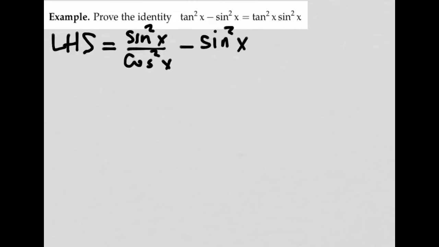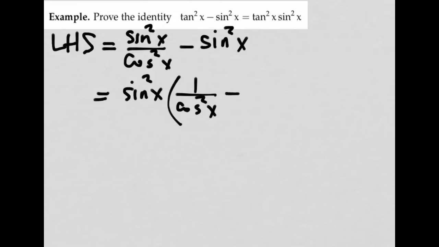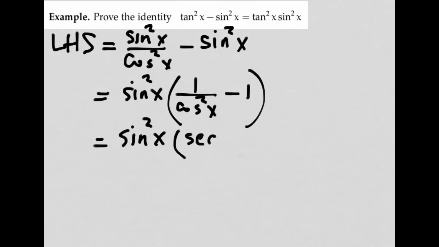Now if you look at those terms, they have a sine squared x in common. Let's factor that out. We're left with 1 over cosine squared x minus 1. Now 1 over cosine x is secant x. Then we have sine squared x times secant squared x minus 1.